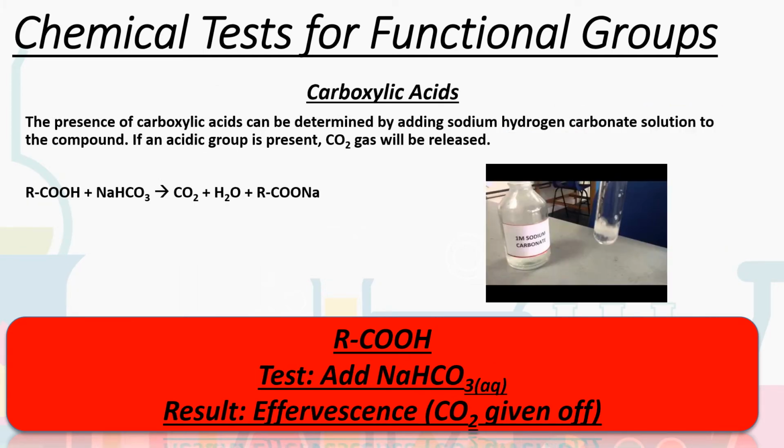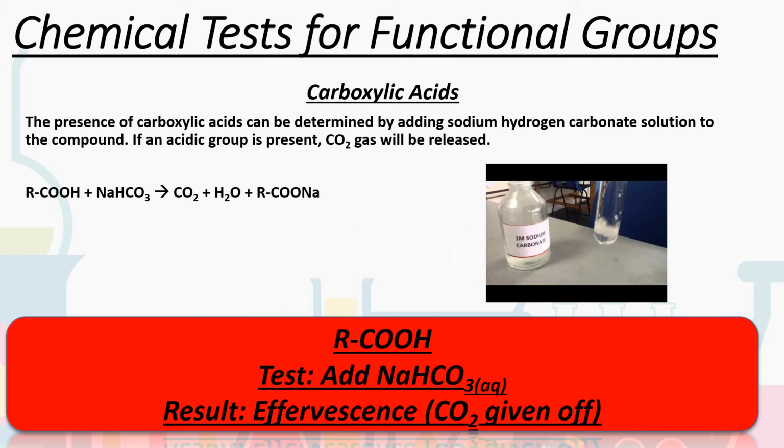The next one is carboxylic acids. And so the presence of a carboxylic acid can be easily determined by adding sodium hydrogen carbonate. This is one of these really easy tests to see whether our compound contains an acidic part. And so we add sodium hydrogen carbonate solution to the compound. And if an acidic group is present, essentially we will have an acid plus carbonate reaction, which is going to give us carbon dioxide, water, and in this case the salt being formed. And the really key thing is that CO2 gas is released. We'll see what we call effervescence, CO2 gas being given off.